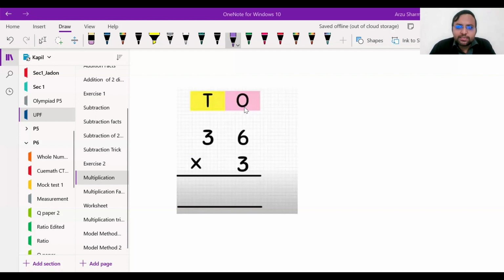So 3 times 6 is, okay, Karthik, good. 3 times 6 is 18. So 8, and then 1 will be carried over. 3 times 3 is 9, and we'll add 1. So the answer would be 108.